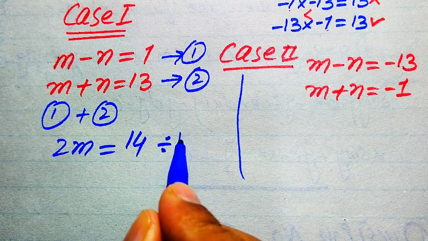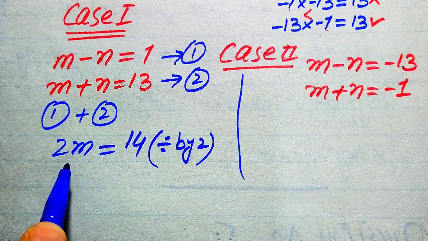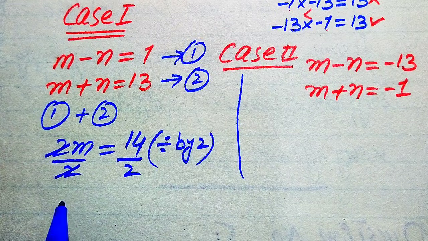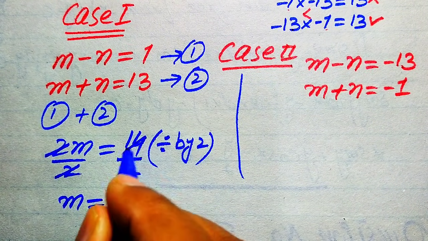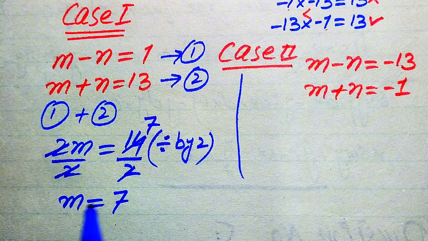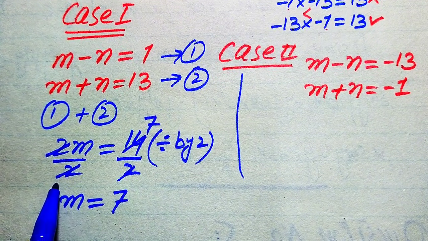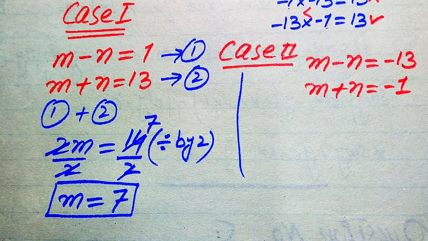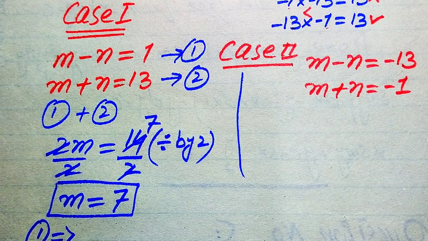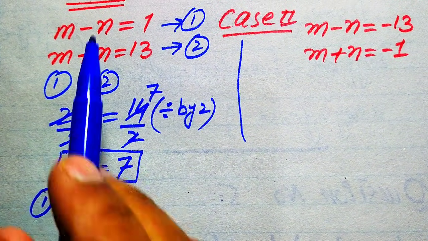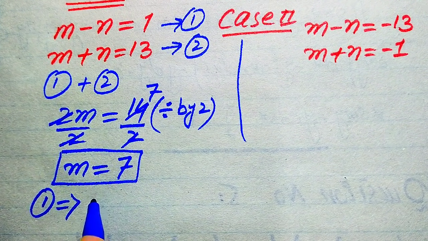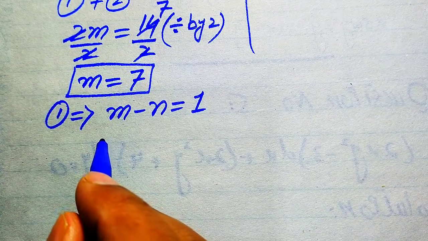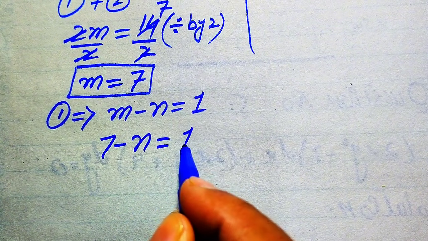So here we need to divide both of the sides by 2 for the value of m. When we divide, these are cancelled out by each other, and we get m is equal to, 2 times 7 becomes 14, so m equals 7. So this is the first value of m which we get here, and now we substitute this value of m into equation number 1. When you put this value of m here, it becomes m minus n equals 1, so 7 minus n is equal to 1.